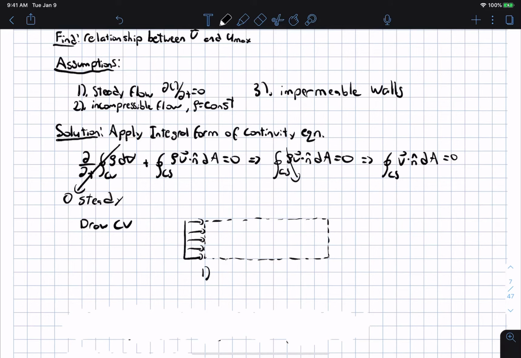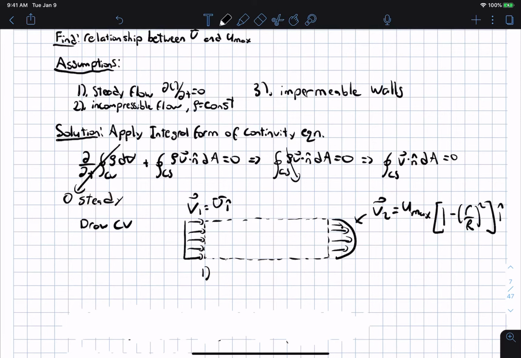And I will call this station 1. And at station 2, we had a velocity profile leaving it. Okay. And so we could say that V1 equals U i-hat. And we could say that V2 equals U max times 1 minus (r over capital R) squared, i-hat. And in general, you don't have to put these long expressions here for the velocity profiles.